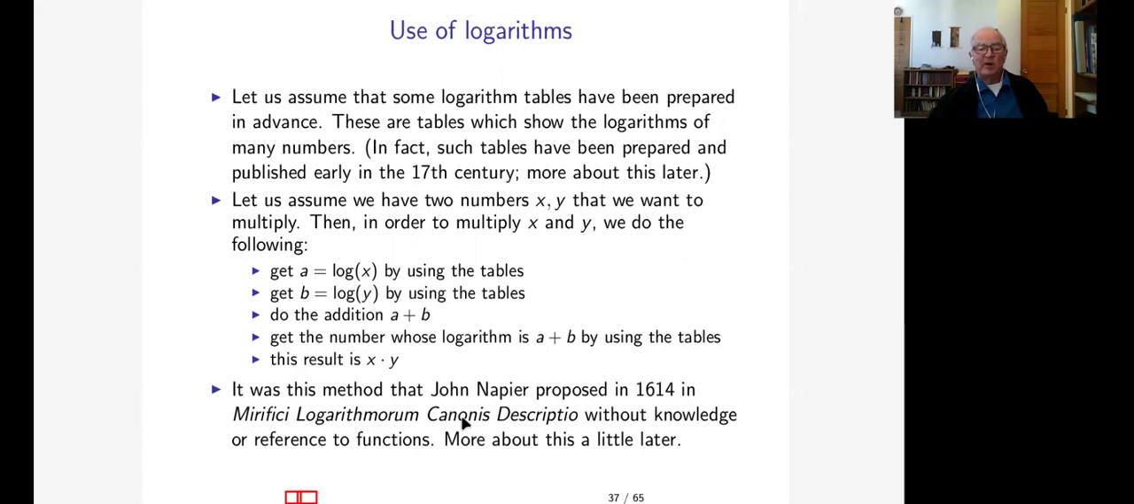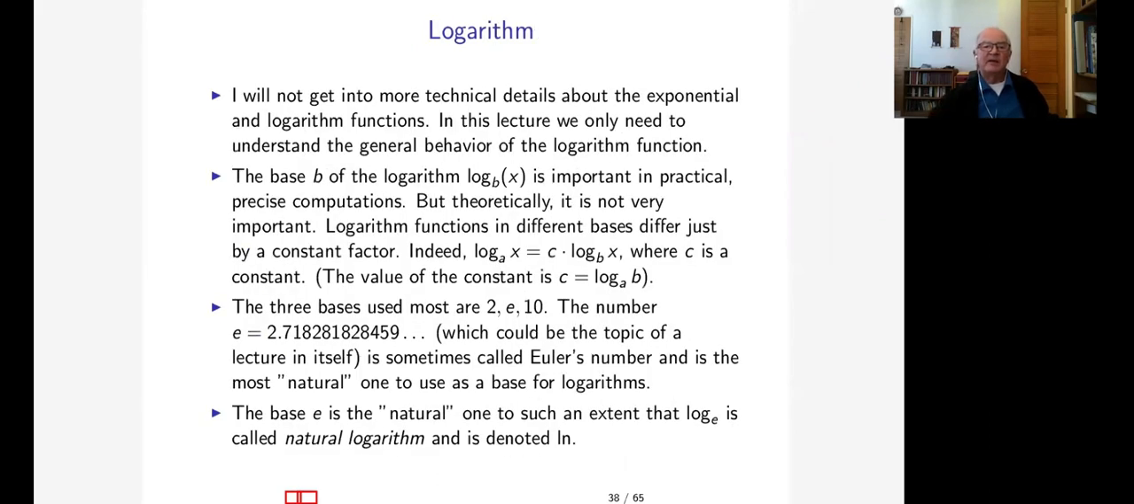He didn't know about logarithms. He actually had this intuition of creating these useful tables which allow people to do addition instead of multiplication. We'll get back to this historical fact a little later. So now I don't want to get more into logarithm and its definition and operations with it.